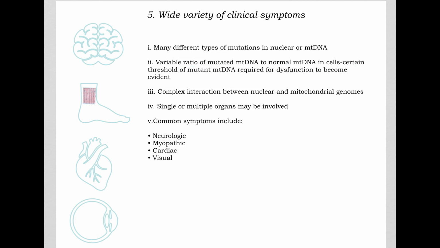In addition, there is a very complex and little understood interaction that occurs between the nuclear genome and the mitochondrial genome. Also, mitochondrial disorders could affect single organs or multiple organs. As mentioned before, the cells that require a lot of energy to function are the ones that are affected the most. So common symptoms include neurologic, that affects neurons, myopathic, that affects muscles, cardiac, that affects cardiac muscles, and visual, that affects nerves as well as muscles.